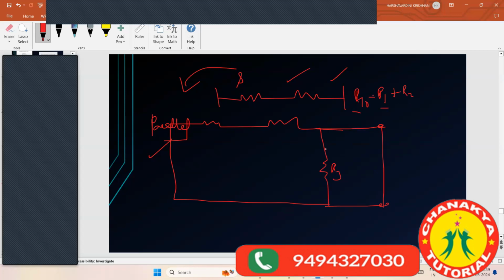Ma'am, will the total resistance decrease? If the circuit is in series, to convert it into parallel we need to add more resistors. Yeah, I have added, no? This is R1, R2. I have converted them to a parallel connection. So I have added a new resistor R3. Instead of adding it in series, I have made it parallel.